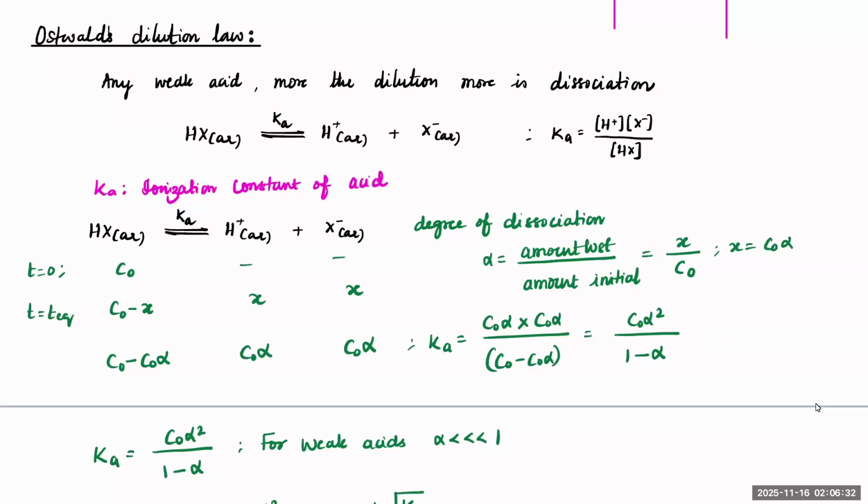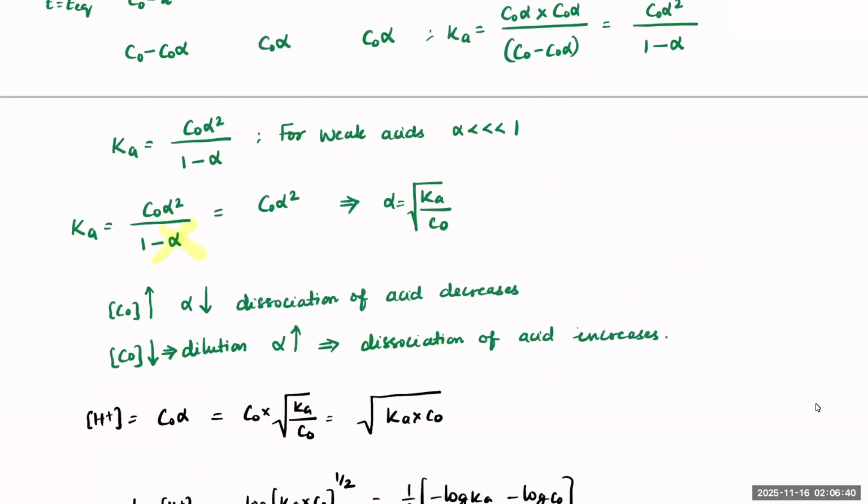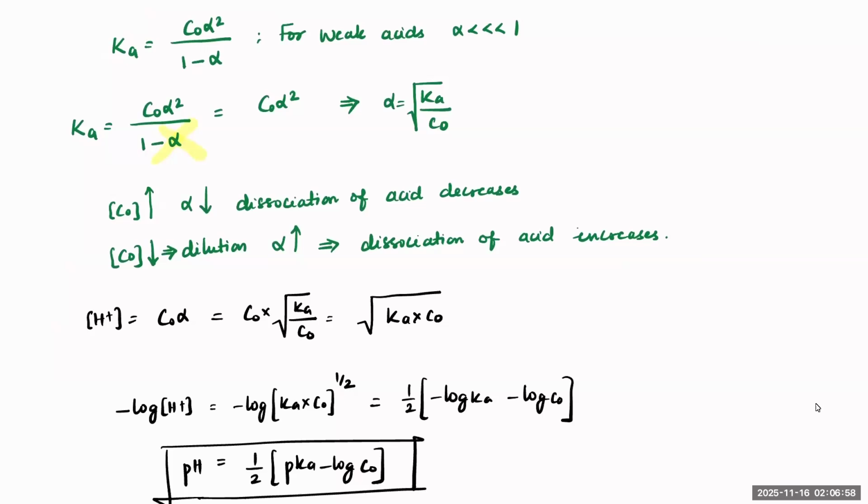Last we stopped was understanding what is Oswald's dilution law. As per Oswald's dilution law, if the concentration of solution decreases, then the alpha value will increase, dissociation will increase, and hence you might start getting more number of H plus ions. This is what Oswald's dilution law suggests. So on dilution, more ionization.